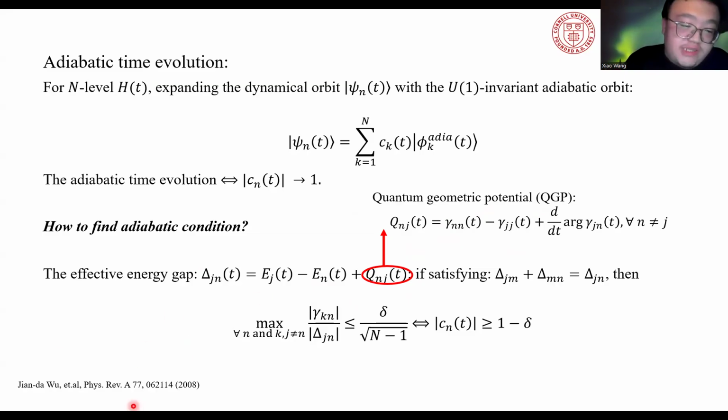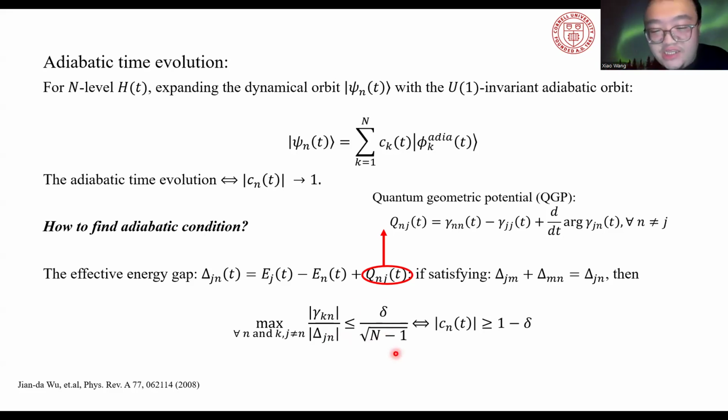And there is a quite detailed proof in this paper that once we have this effective energy gap together with the non-diagonal Berry connection matrix element satisfying this condition, then this delta will serve as a small quantity, as an error to the adiabatic time evolution. Namely, the absolute value of C_n larger than 1 minus delta is equivalent to the non-diagonal Berry connection matrix element and the effective energy gap satisfying the condition on the left-hand side. It might not be a very good upper bound, but this is an exact upper bound.